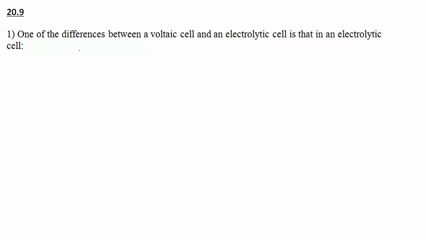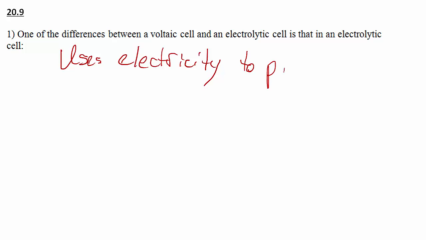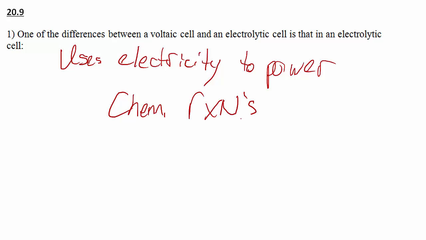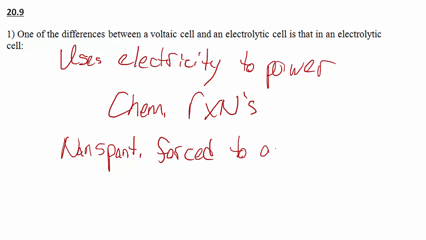First one, the differences between voltaic cells and electrolytic cells. An electrolytic cell uses electricity to power chemical reactions. That's what it does. It's a non-spontaneous reaction forced to occur. So this wouldn't happen normally all on its own. We're supplying power to it, making it happen.